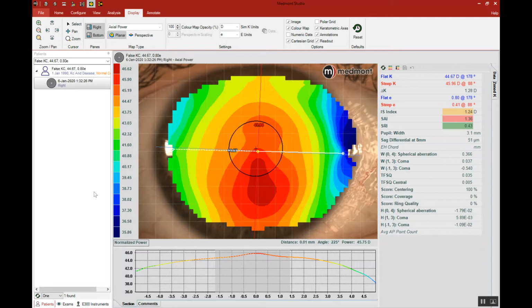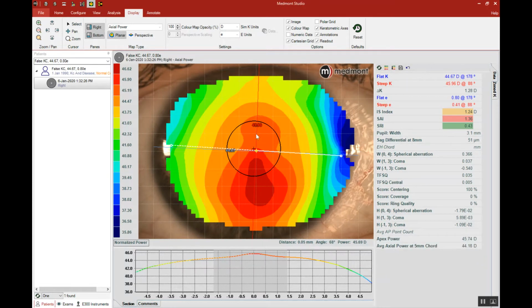Is this an irregular eye? Is this a patient with a high potential for visual acuity? This patient has a with-the-rule-like cornea, but some asymmetry, so let's understand the powers within the pupil.